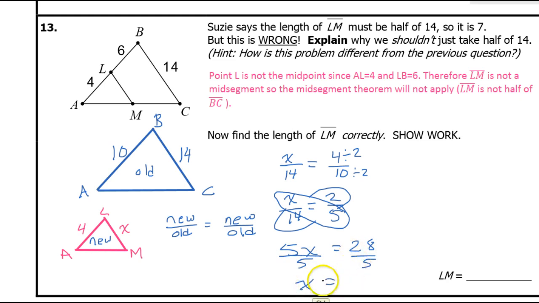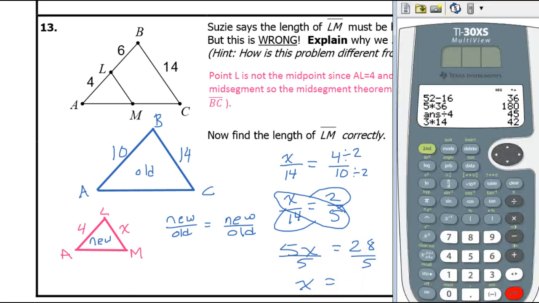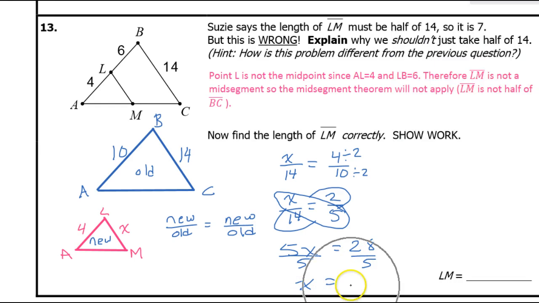So this will be a decimal. I hope I didn't make a mistake. Sometimes you get a decimal. That's 5.6. So hopefully I haven't made a mistake.